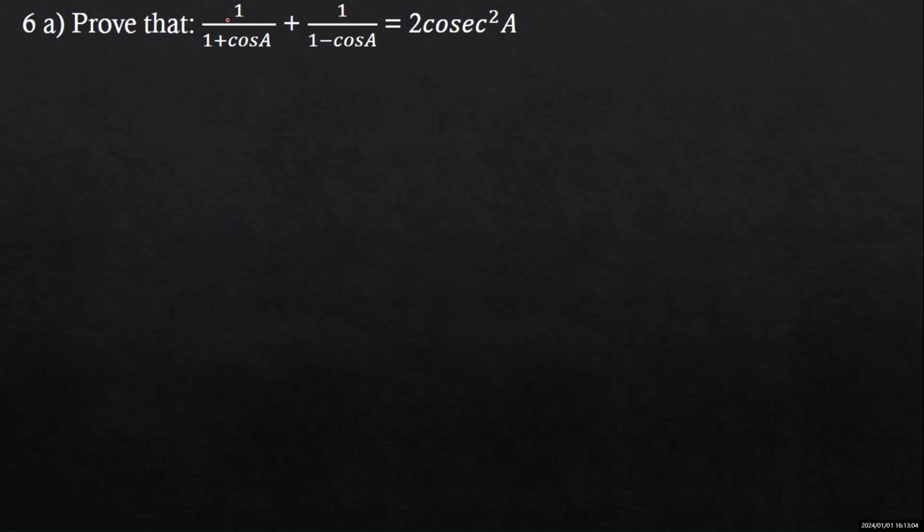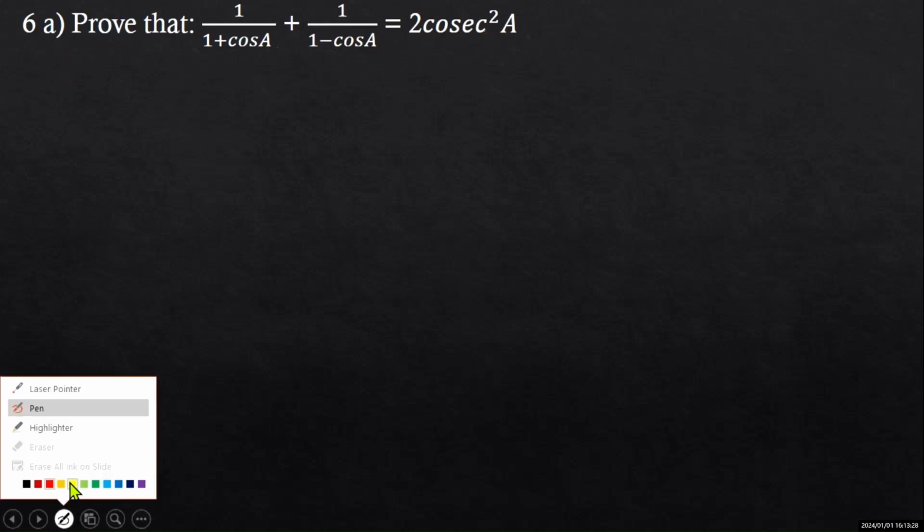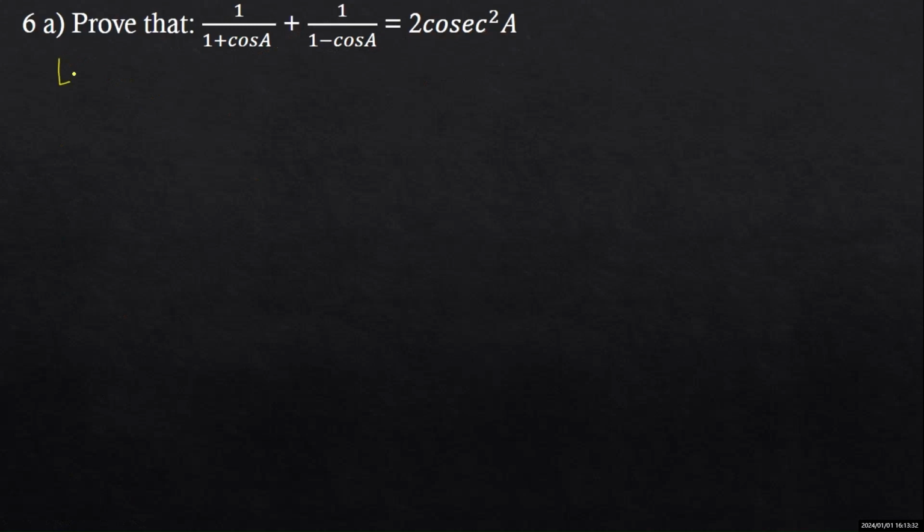First question is, prove that 1 upon 1 plus cos A plus 1 upon 1 minus cos A equals 2 cosec squared A. For this, let's take LHS. Left hand side is 1 upon 1 plus cos A plus 1 upon 1 minus cos A. In this type of question, we should take LCM in denominator.